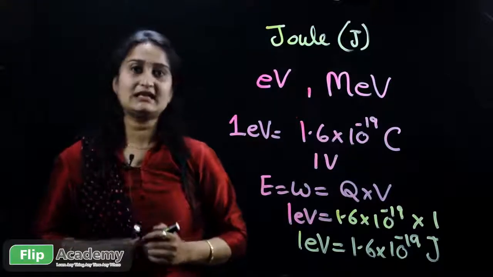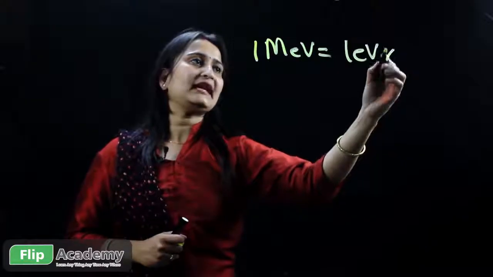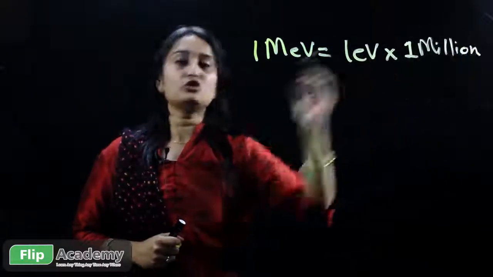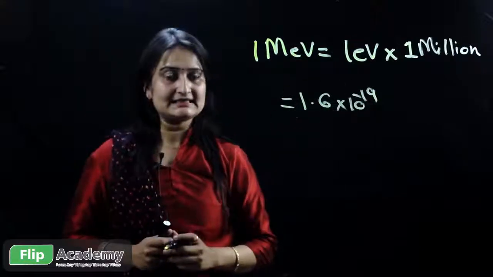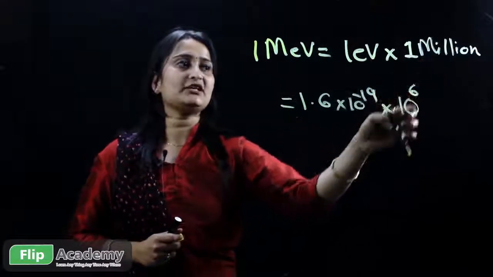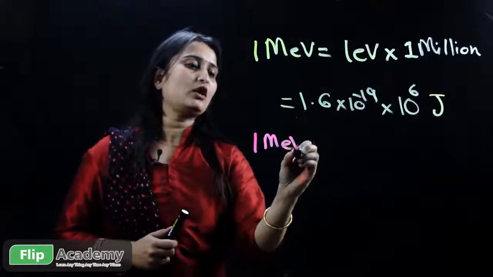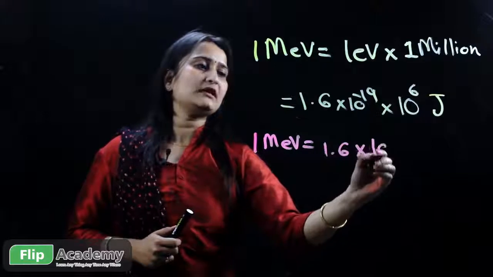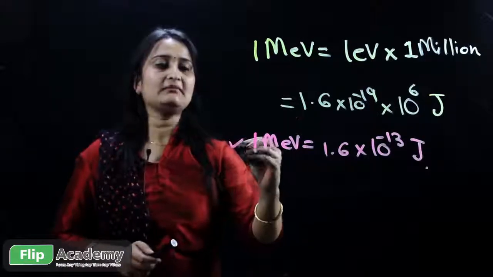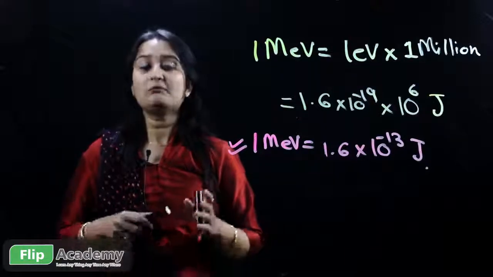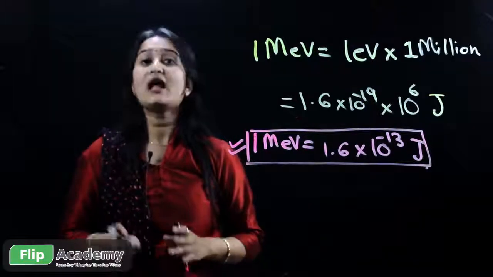So, let's first see what this million electron volt is. 1 million electron volt is given by 1 electron volt into 1 million. So, in order to measure it in joule, you have to find out the value for it, that is 1.6 into 10 raised to the power minus 19 into 10 raised to the power 6, which is the factor to convert the million into joule. So, in this case, 1 million electron volt is equal to 1.6 into 10 raised to the power minus 13 joule. This is how nuclear energy is measured in million electron volt. If we have to find the conversion between million electron volt and the joule, this is the conversion value, that is 1.6 into 10 raised to the power minus 13 joule.